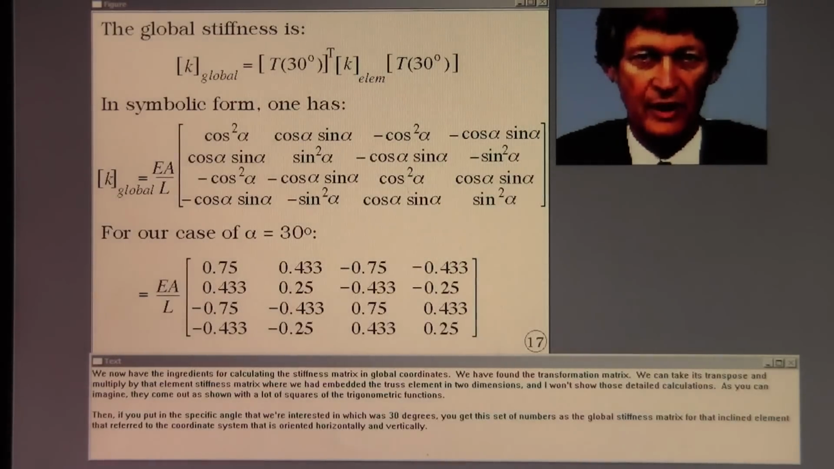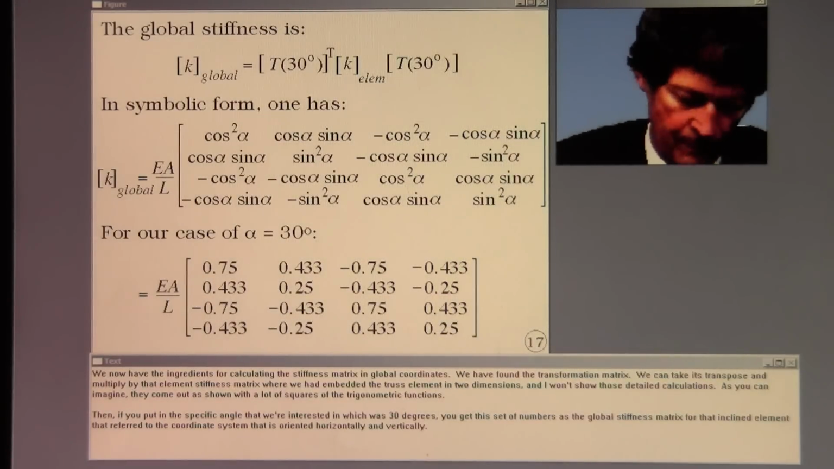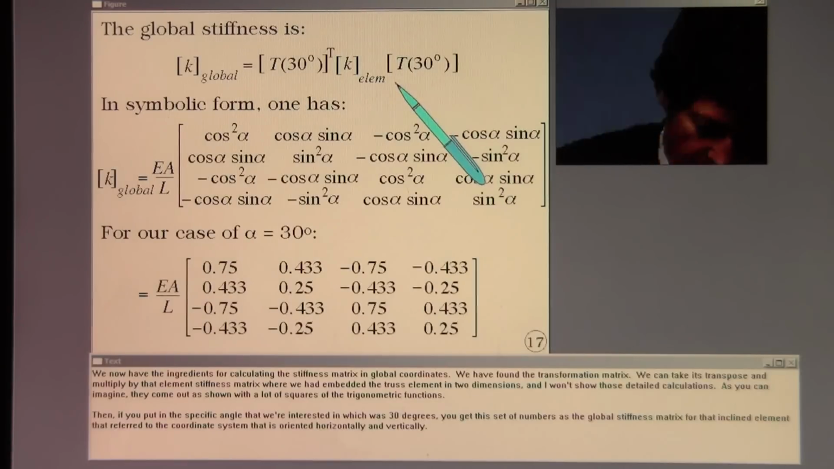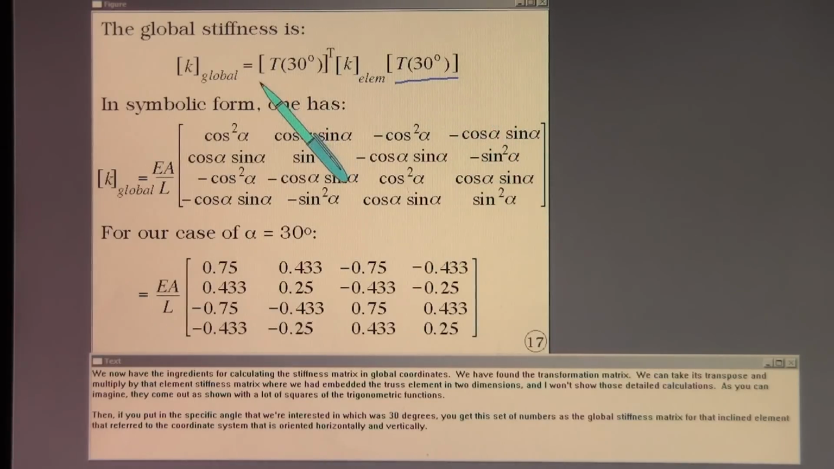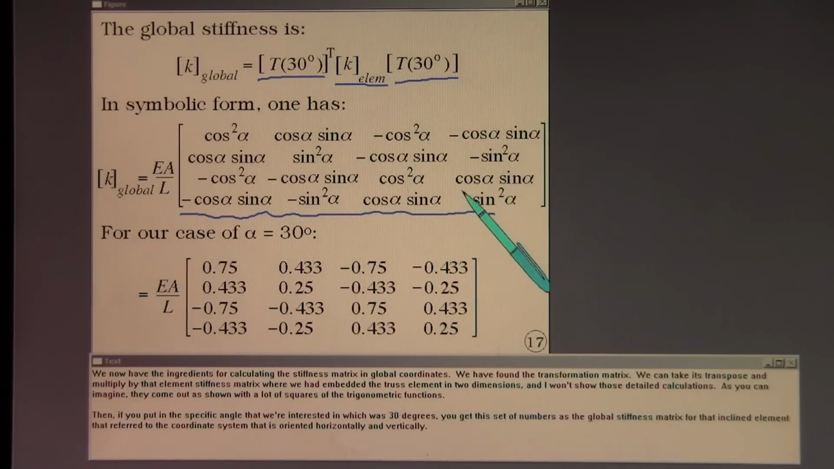We now have the ingredients for calculating the stiffness matrix in global coordinates. We have found the transformation matrix. We can take its transpose and multiply by that element stiffness matrix where we had embedded the truss element in 2 dimensions. And I won't show those detailed calculations. As you can imagine, they come out as shown with a lot of squares of the trigonometric functions.